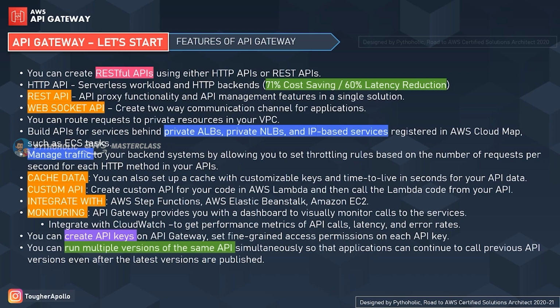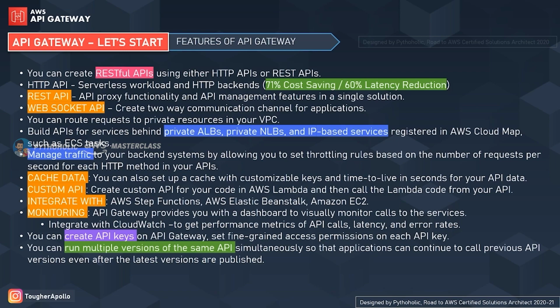So the first thing is you can create RESTful APIs using either HTTP API or REST APIs, and by creating HTTP API you can serve both serverless workloads and HTTP backends, and you can have up to 71% cost saving and 60% latency reduction. And by creating REST APIs, you can have API proxy functionality and API management in a single solution, and you don't need to manage them separately.